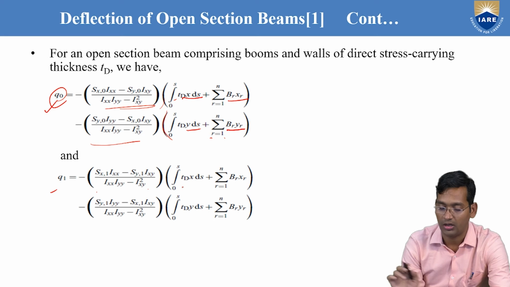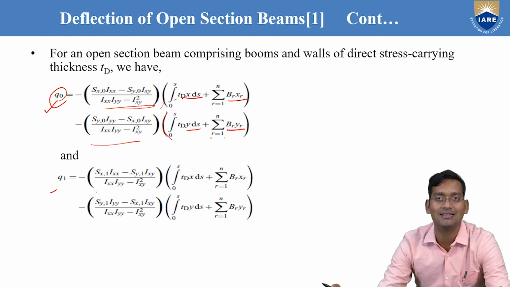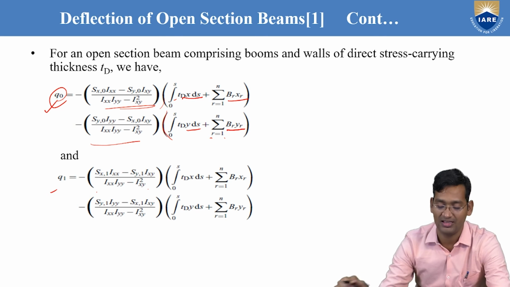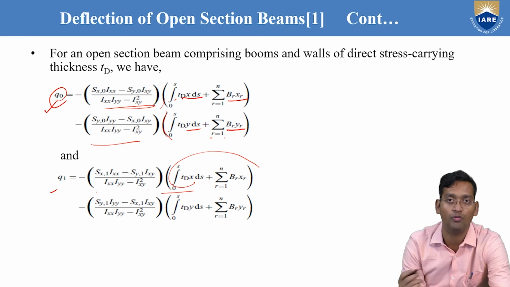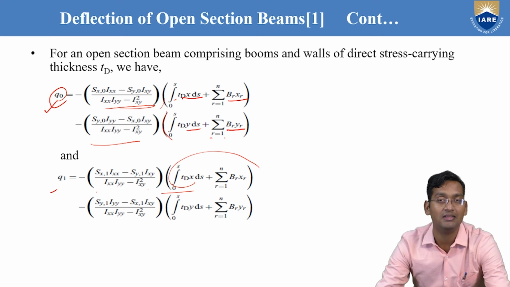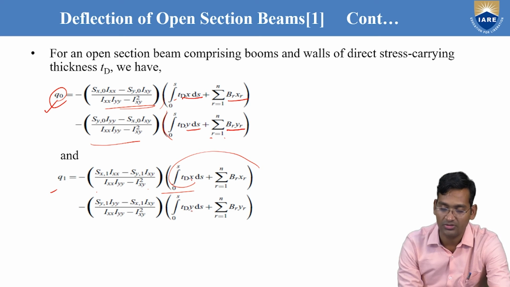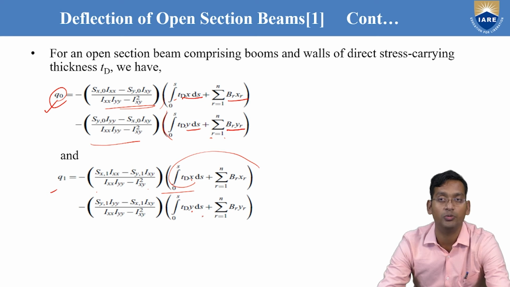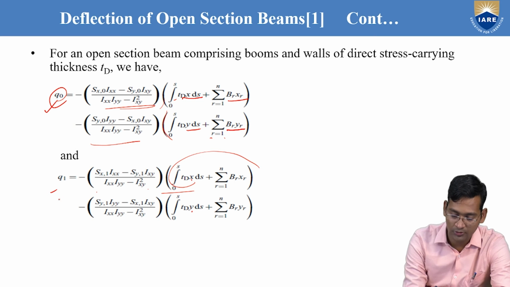Similarly, again 0 to s, t x dx ds plus sigma r equals 1 to n, br xr. So this is the x part, so that's why br xr. Now for y: s y comma 1 into ixx iyy minus s x comma 1 ixy by ixx into iyy minus ixy squared. This part is common, then the whole thing into the integral from 0 to s of t y, because x is replaced by y here for the y term, into ds, plus sigma r equals 1 to n, br yr. So this will be for the q1.